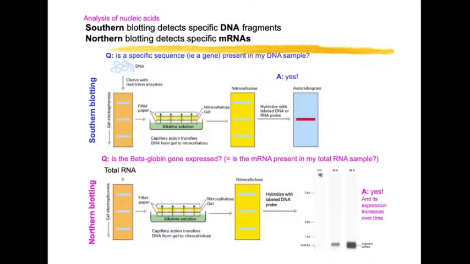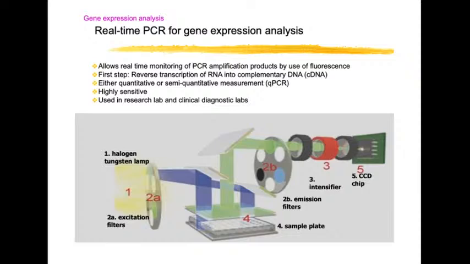Is the mRNA present in the total RNA sample? So answer is yes, expression increases over time. So here the experiment is done. Again, gel electrophoresis. Here we have total RNA. Then you have a nitrocellulose membrane hybridized with the labeled DNA probe. And you can see with 48 hours and 96 hours, your beta globin gene expression mRNA is increased at 96 hours. So it is increasing, the beta globin with time. So yes, mRNA is present in our total RNA.